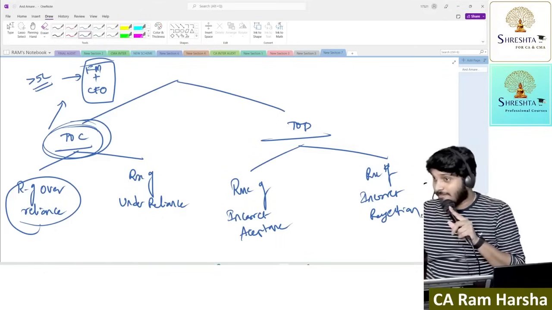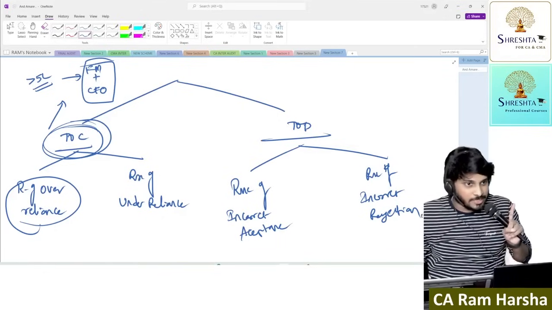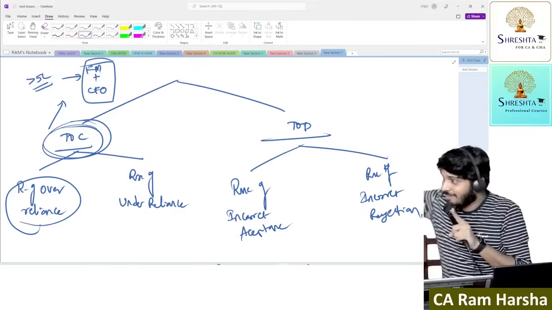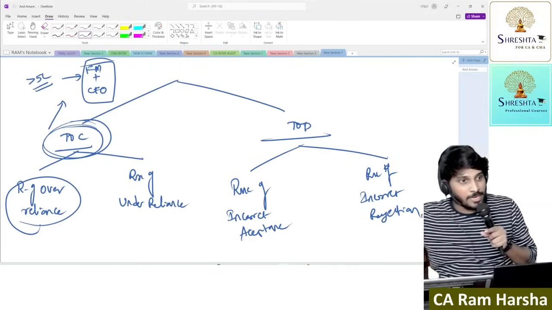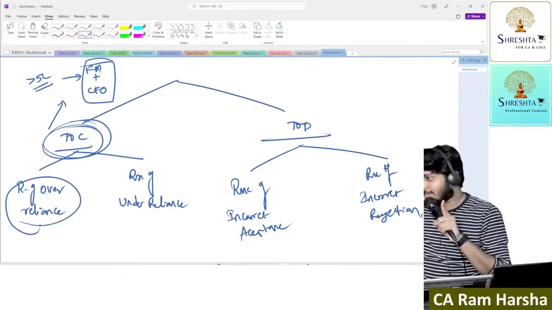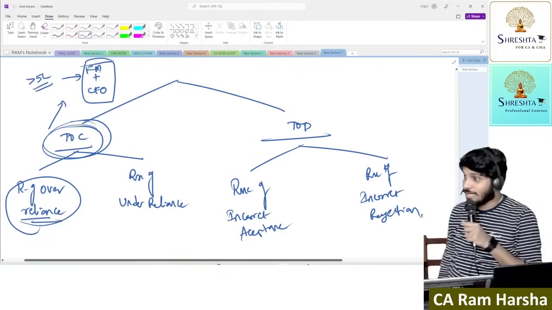Now tell me, when the discovery of mistakes reduces, I will not discover mistakes. I will say everything is true and fair, when in fact, so many mistakes are there. Am I giving wrong opinion or not? Audit risk. Understood or not? So that is called risk of over-reliance.